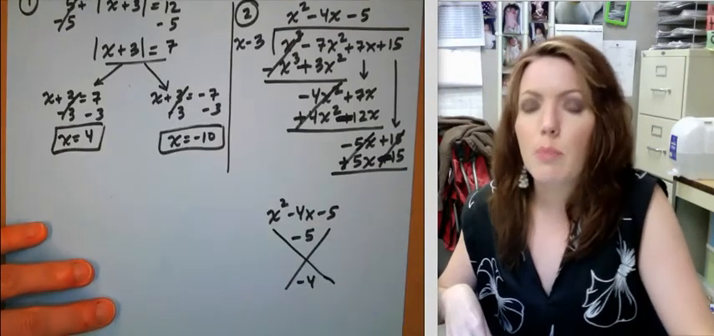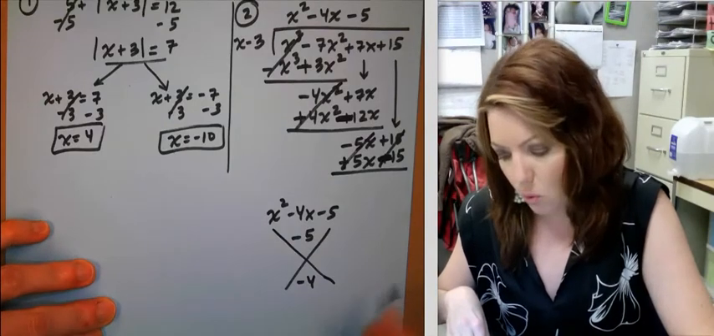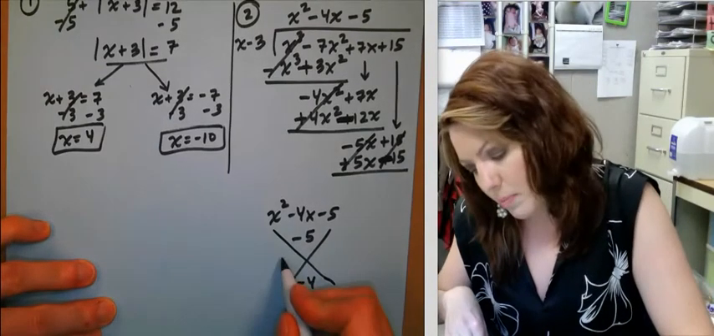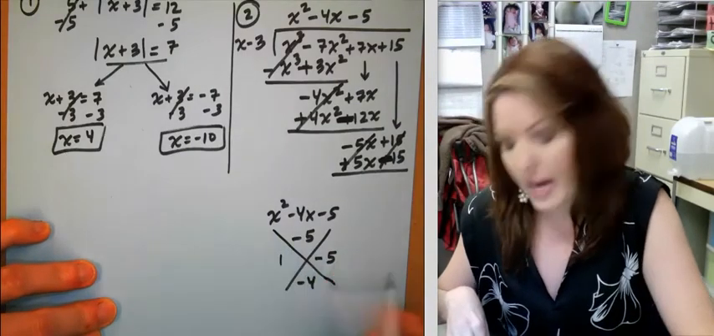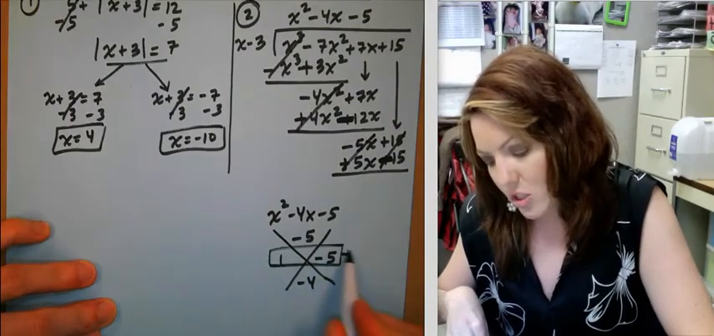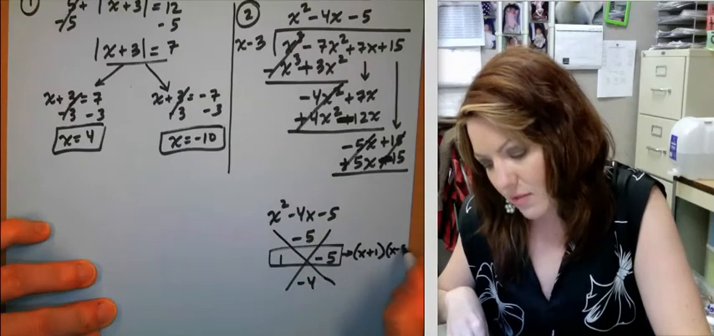Let me go ahead and move this up. We're looking for two numbers that multiply to negative 5 and add up to negative 4. So those two numbers would be 1 and negative 5. Since we don't have anything in front of the x squared, we can just take these two factors, and we have x plus 1 is one side, x minus 5 is the other.